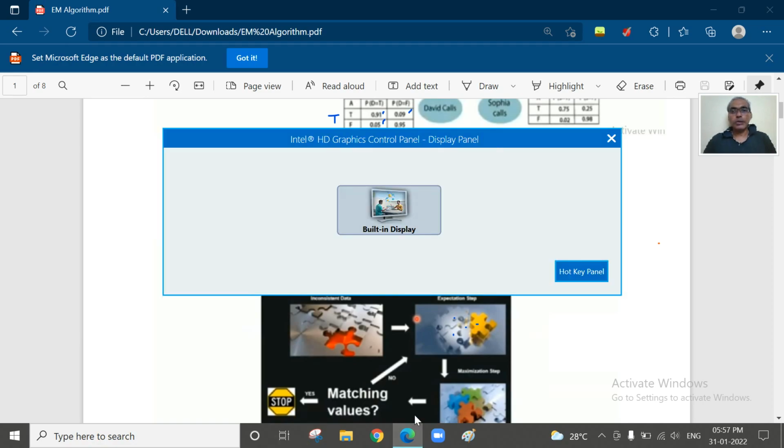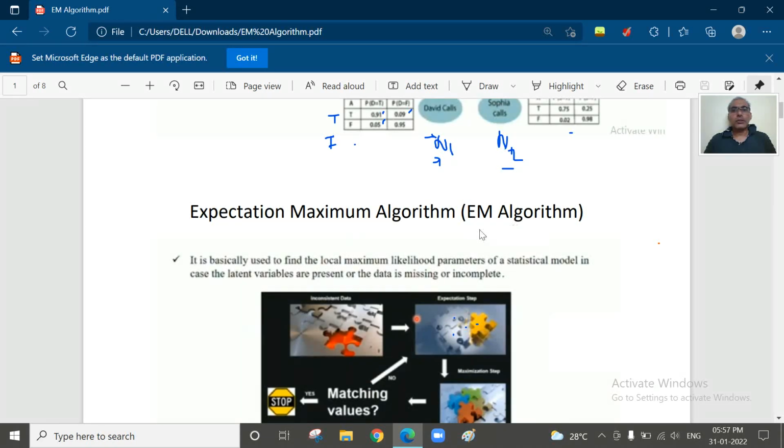Hello students. So today we are going to look into another small concept or an algorithm in our fourth module, which is called the EM algorithm, or the expectation maximization algorithm.